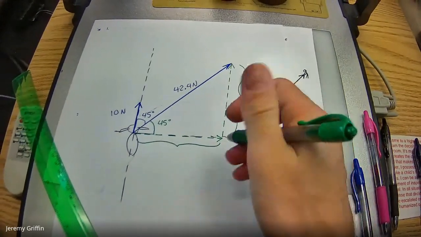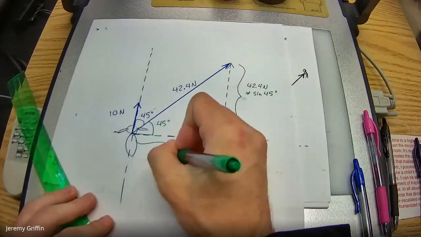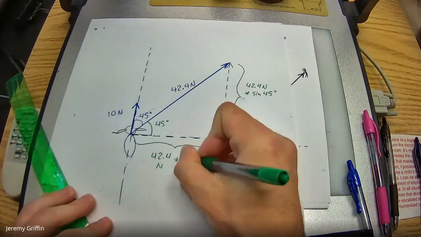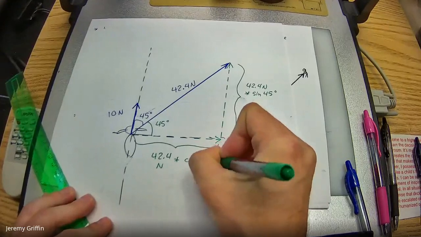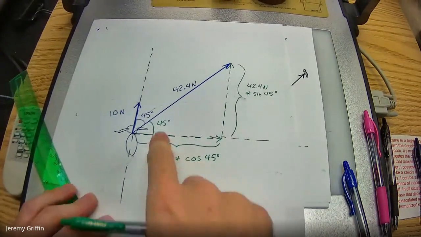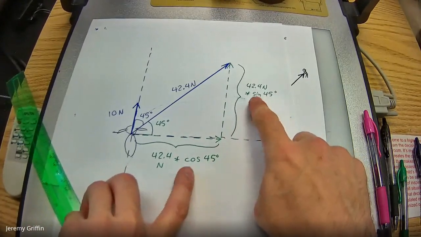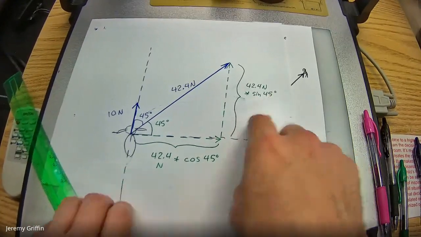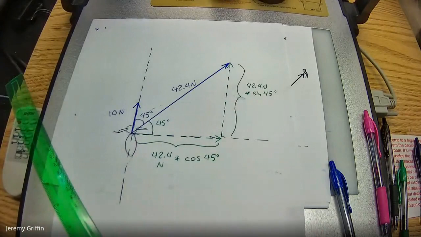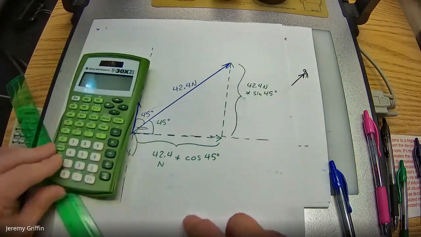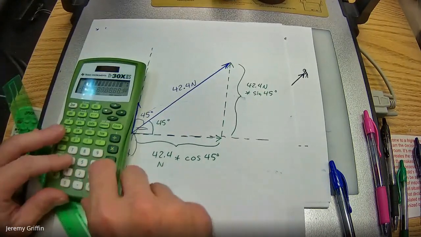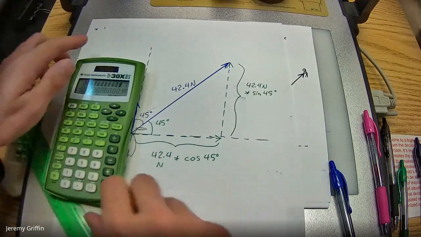Fixed. Then this one would have to be 42.4 newtons times cosine of 45 degrees, if I'm bouncing off this angle. Now, how many guys know that sine of 45 and cosine of 45 is the same thing? I mean, these two legs have to do the same thing, right? Yeah. So either way on this one. But what is 42.4 times cosine 45 degrees?